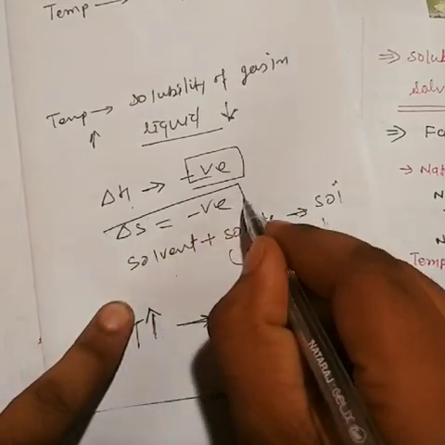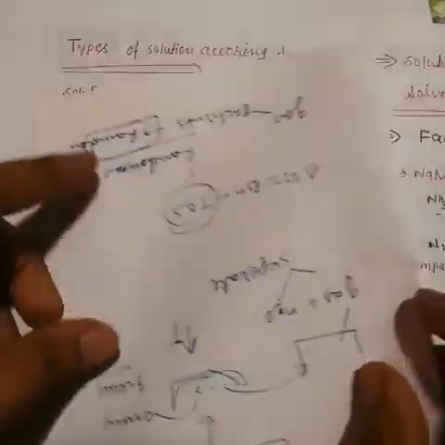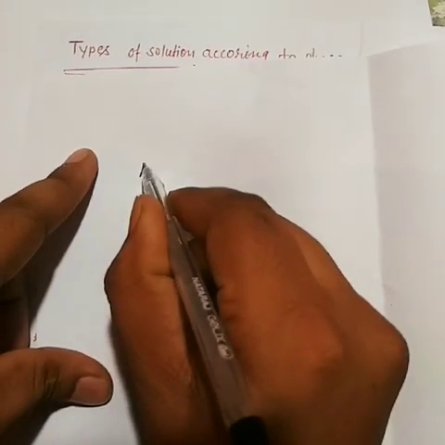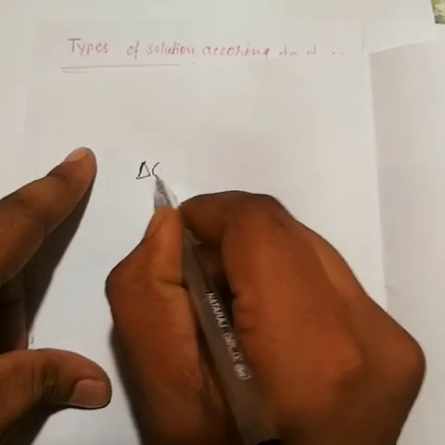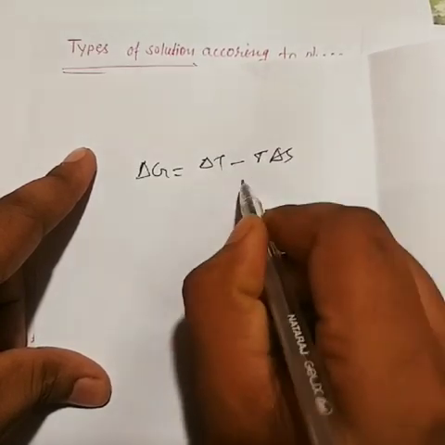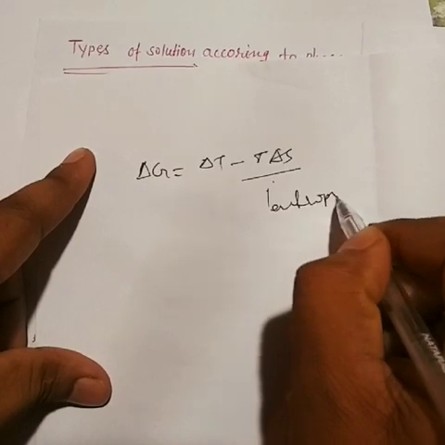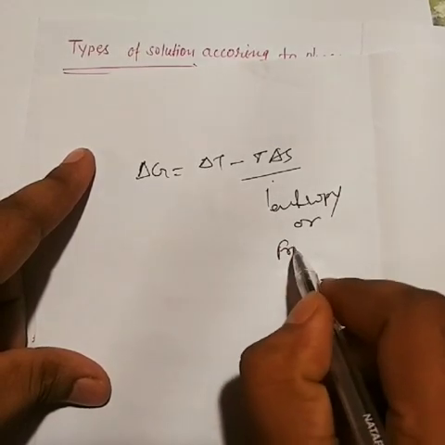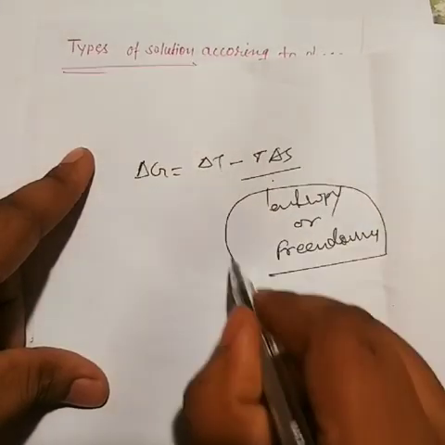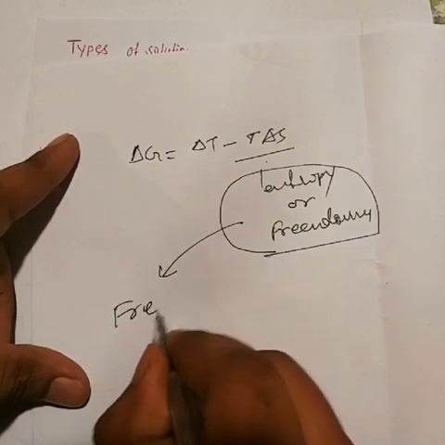Now what is the sense of delta S? Now see here, delta G is equal to delta H minus T delta S. That means entropy, which is also known as freedomness. Now just think about that, my dear friends. What about freedomness?